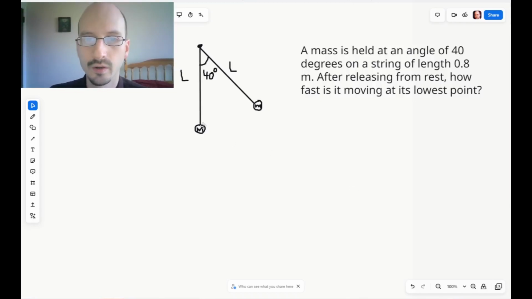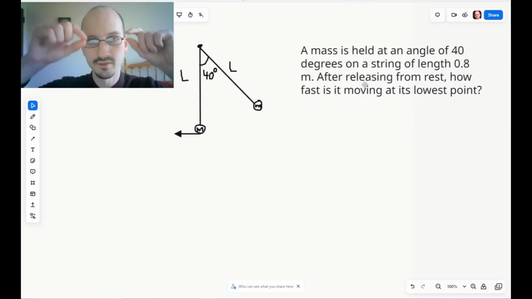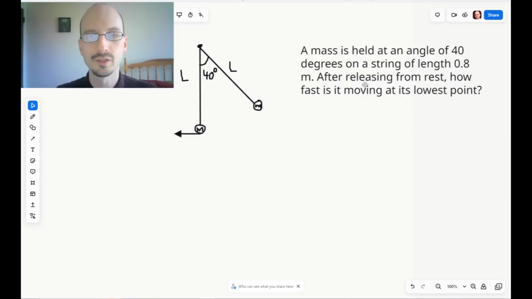All right, back to our original problem. We've got a mass hanging by a string at an angle of 40 degrees, and it swings down to its lowest point, and we want to know how fast it's moving here at the lowest point. It's got some speed, and then it's going to swing back up the other side. So what we do here is we start by thinking, all right, we've got a difference in height. We're asking for speed, and it's released from rest. So, we want to use conservation of energy.